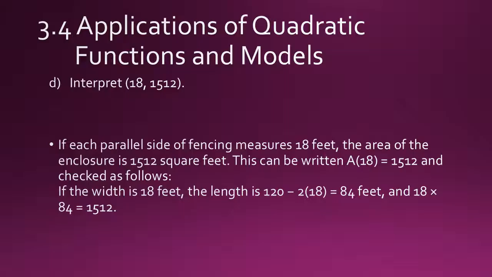And then we're asked to interpret the point (18, 1512). Remember, 18 is our x value, and our x value represents the length of one of the sides of the fence that connects with the barn. So the two sides of fencing there that connect with the barn are each 18 feet. And when you have 18 feet on the two sides of the fence that connect to the barn, the fenced in area will then be 1,512 square feet. In other words, A of 18 equals 1,512. And you can double check that by putting in the information to the equation.